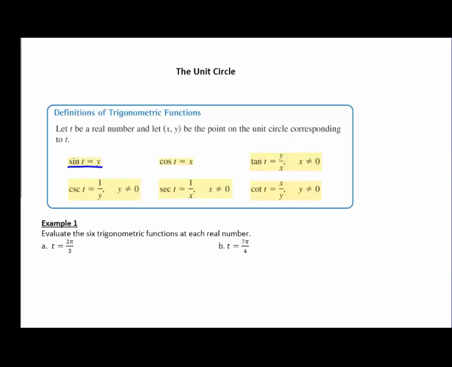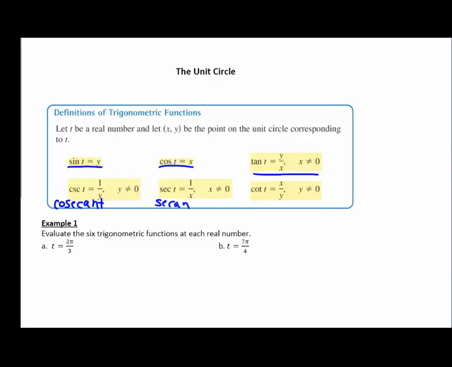point on the circle. If we find the cosine of t, that's going to be equal to the x coordinate on the unit circle. And if we find tangent of t, that's going to be the y coordinate divided by the x coordinate, as long as x does not equal 0. And then cosecant, which is written out like this, is the reciprocal of sine.